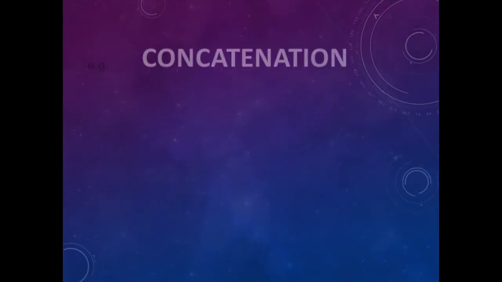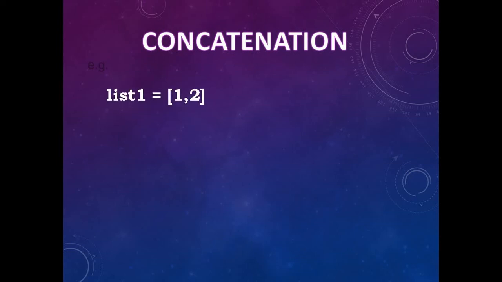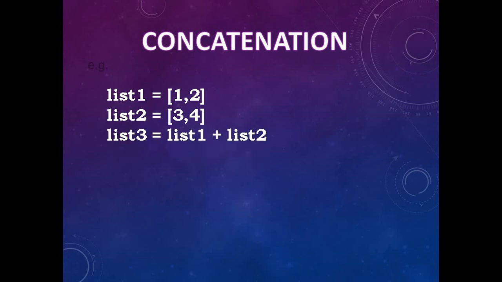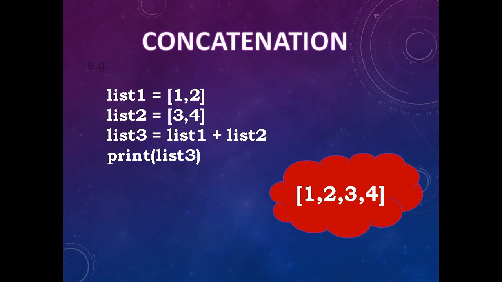Next we have concatenation. list1 is [1, 2], list2 is another list which has the numbers 3 and 4, and list3 is list1 + list2. I am going to concatenate both lists here. Print list3. So what will be the output now? 1, 2, 3, 4 will be the output, which is the result of the concatenation. The concatenation operator here is plus.